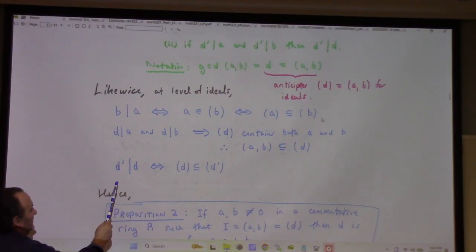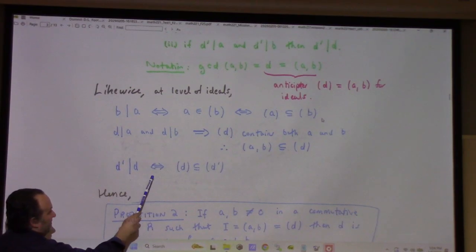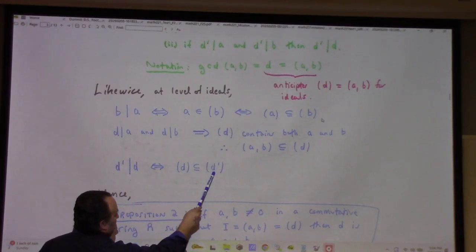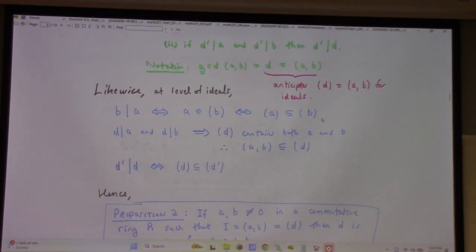And then of course, if we have D prime divides D, that means that the ideal generated by the GCD must be a subset of the ideal generated by anything else.